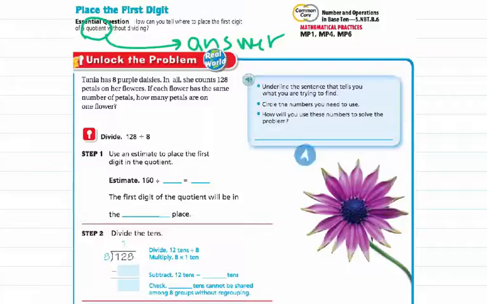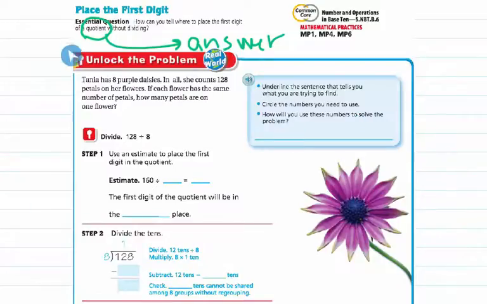So let's read this blue box on the side to make sure that we're getting through all the key information, ideas, and points presented in this lesson. First, underline the sentence that tells you what you're trying to find. Next, circle the number you need to use. Last, how will you use these numbers to solve the problem?